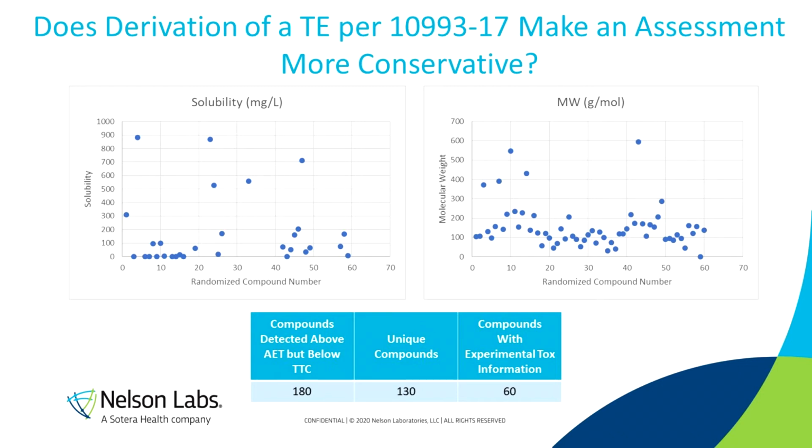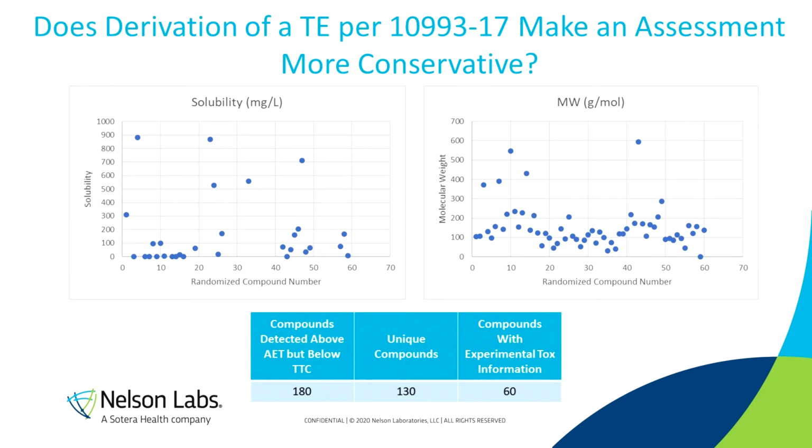Of those 180, 130 of them were unique, so there were some duplicates across studies. And then for each of those 130 compounds, I searched the literature to identify if there was any toxicological information available. Of those 130, there were only 60 compounds for which experimental tox data was available. And you can see here, I plotted just the solubility and molecular weight of those compounds just to show that there's a range of properties here.